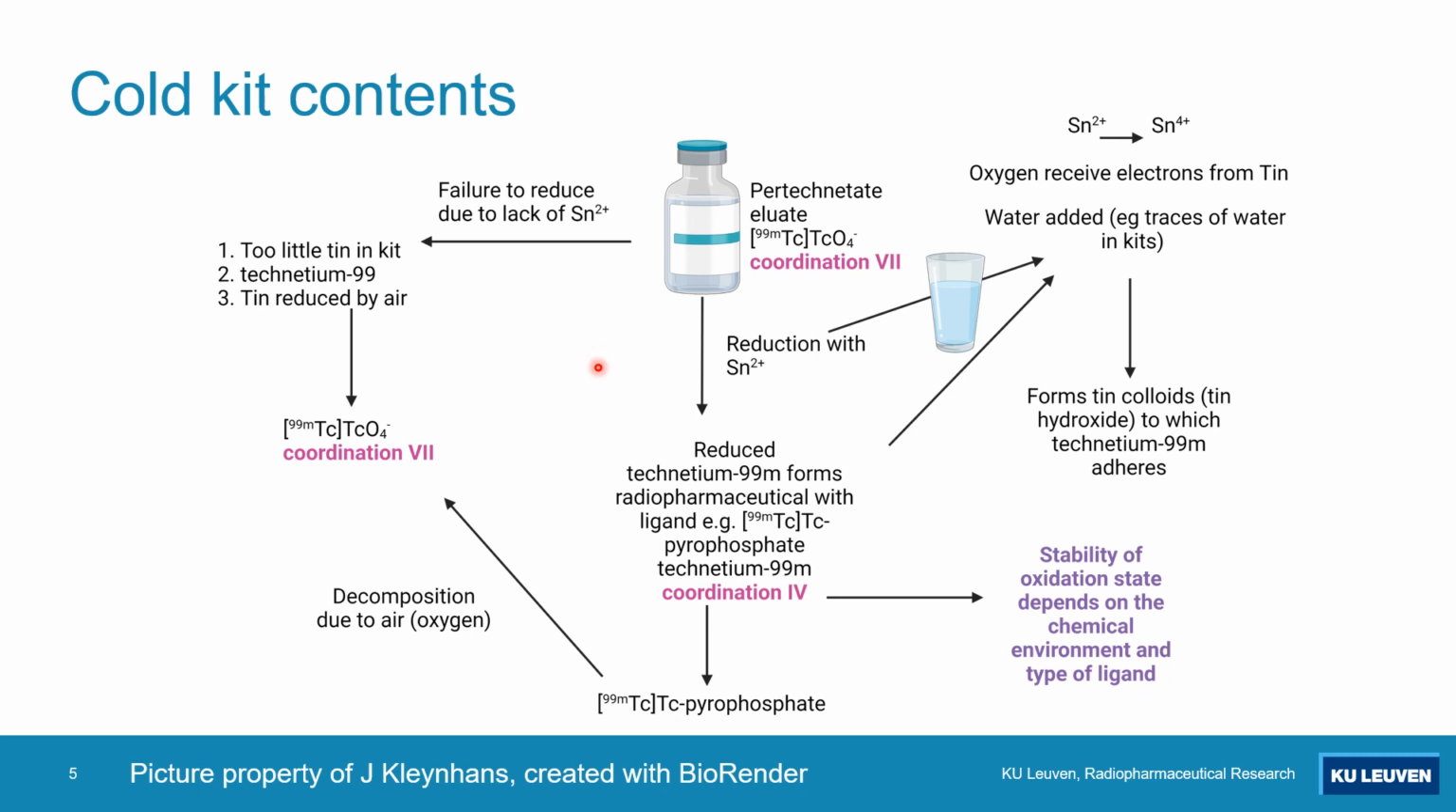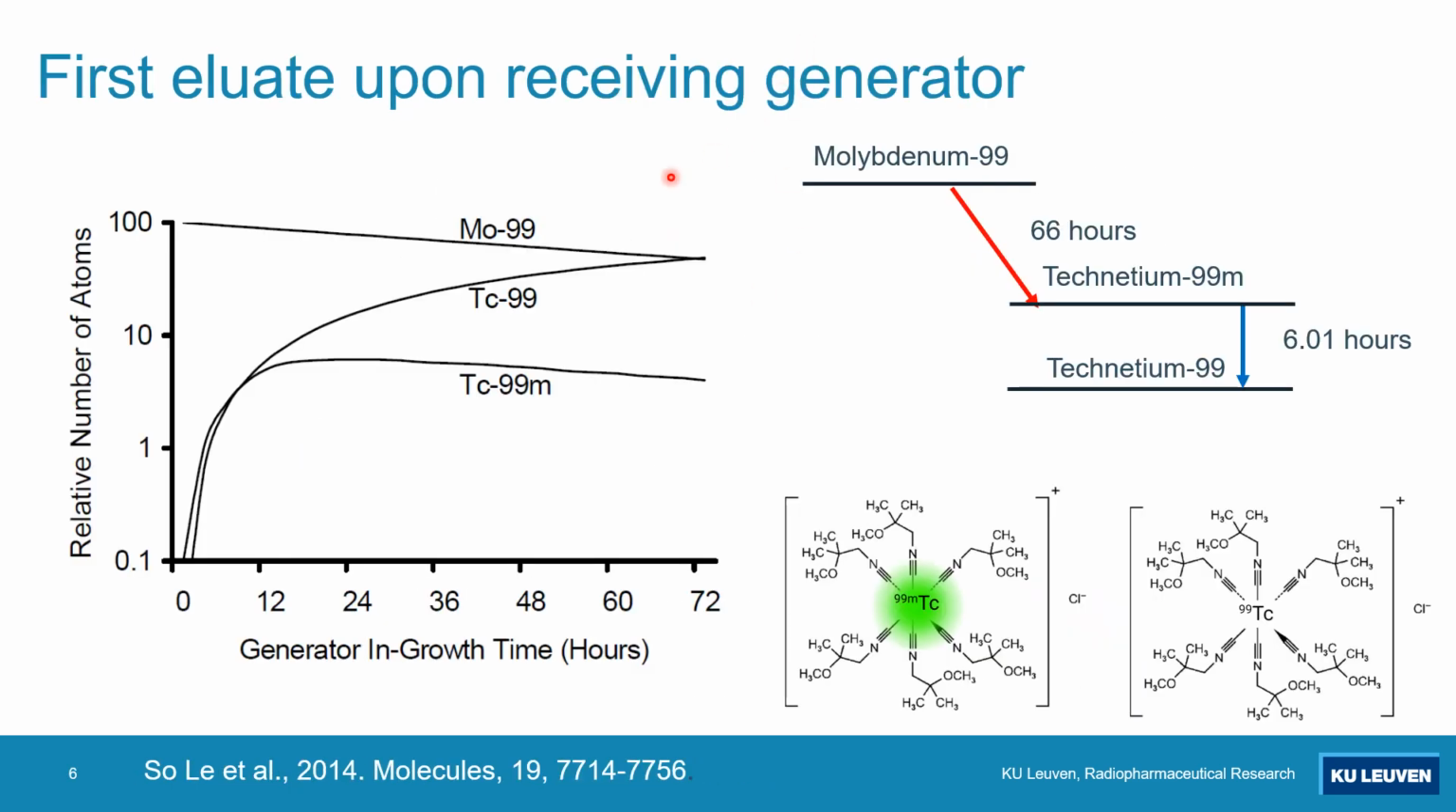Also, if you have too much technetium compared, so too little tin, yes, but too much technetium as well, and also the influence of ground state technetium. So, what is ground state technetium? When you receive your eluate, your first elution from the generator will be contaminated with Technetium-99 because it has been eluted even 2 days before or even 3 days.